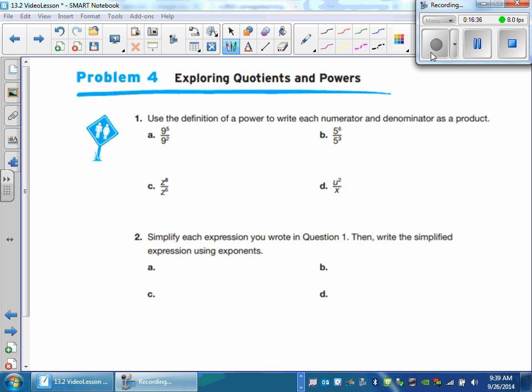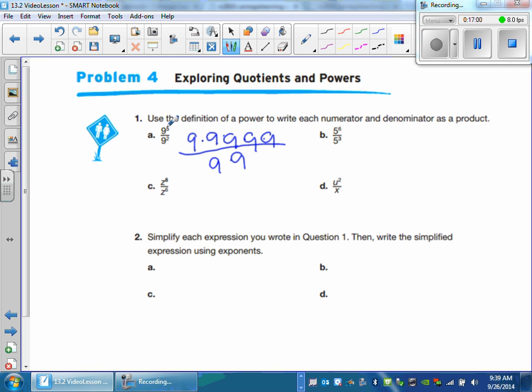All right, we are on to our last rule of the day. This time we're dealing with quotients and powers. Number 1 says use the definition of a power to write each numerator and denominator as a product. So in part A, I'm going to do 9 times 9 times 9 times 9 times 9, 5 different times. And on the bottom, for my denominator, I'm going to take 9 times 9, 2 times, because those are what my exponents are telling me.